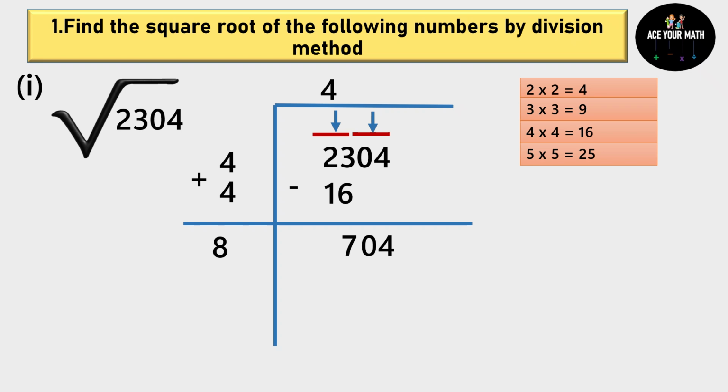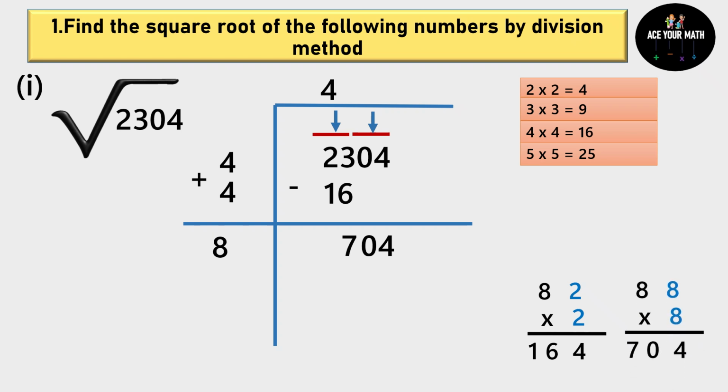Now in your practice area, we will try different combinations with 8 so as to get 704 or value less than 704. So write down 8. Now first of all, let's try 2 with 8. So you will multiply 82 by 2 only. When you multiply it, you get 164. See, 164 is very smaller than 704. So you can try one number higher. See, when you tried 8 with 8, so 88 into 8 will give you 704. And that is the required result.